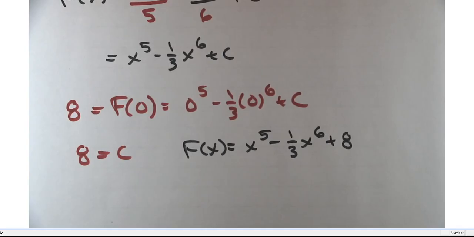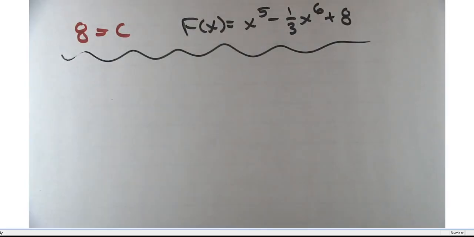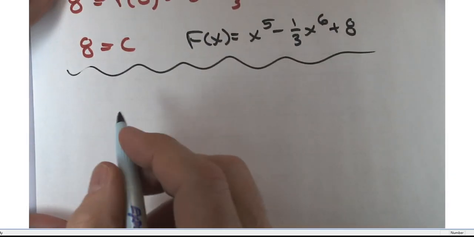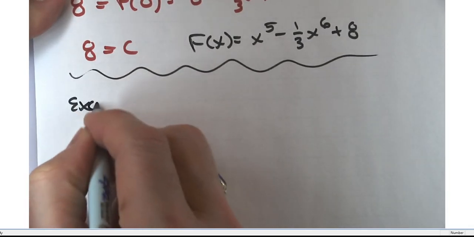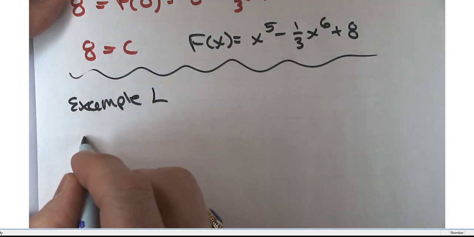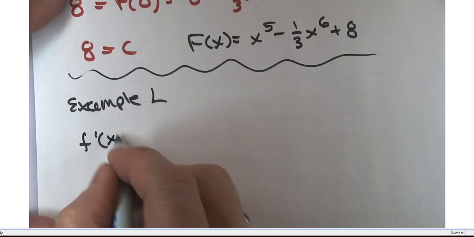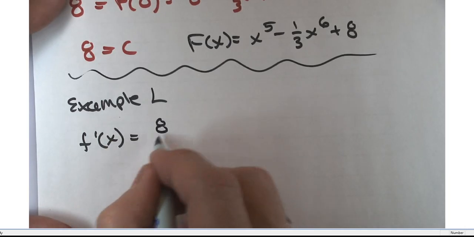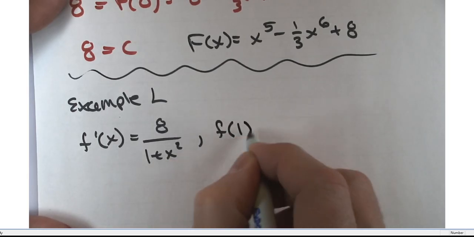Okay. Let me do example L, and then I'll have you do example K. So, yeah, I am kind of skipping up a problem. That's because I don't expect you to know the antiderivative of this one, although I do think we've mentioned it. So this is example L, and we've got f prime of x is 8 over 1 plus x squared, and f of 1 equals 0.